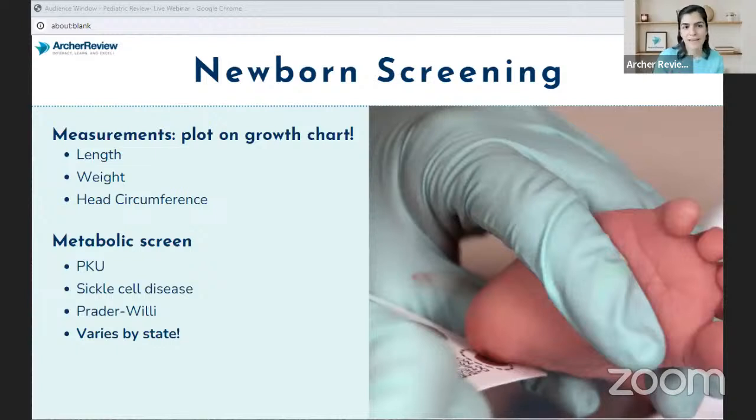So again, at every visit, we're going to do length, weight, head circumference up until a certain age. The reason for that is because we plot these measurements on growth charts, and we want to make sure that baby is growing along their growth chart, and we're not seeing any drops in that growth or growth below a certain percentile. And we'll talk about that when we get to failure to thrive. We want to make sure that baby is growing appropriately and we do not need to intervene early, right? So we're doing it multiple times to help with early detection.